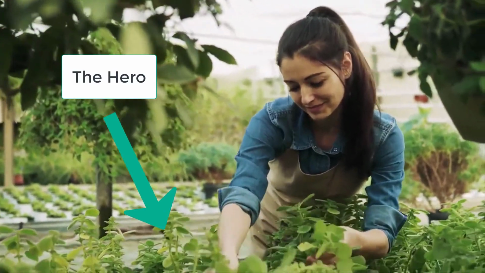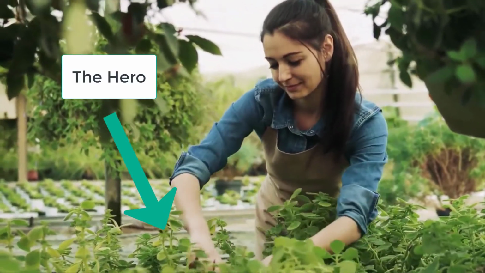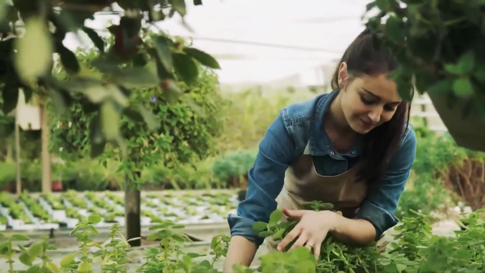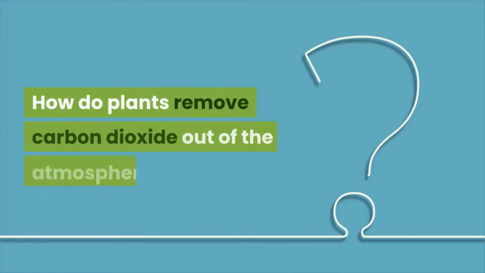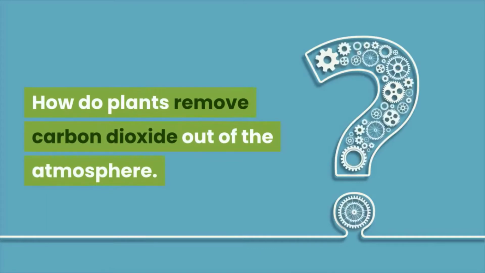That hero is the common plant. Plants can correct this imbalance and have the ability to remove excess carbon dioxide out of the atmosphere. How do plants remove carbon dioxide out of the atmosphere?